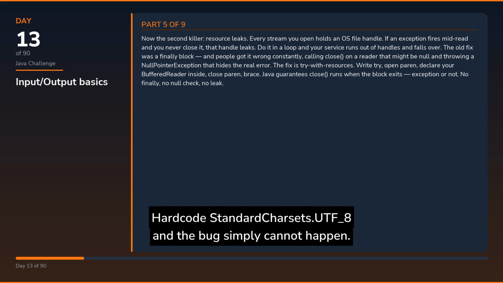Now the second killer: resource leaks. Every stream you open holds an OS file handle. If an exception fires mid-read and you never close it, that handle leaks. Do it in a loop and your service runs out of handles and falls over. The old fix was a finally block, and people got it wrong constantly, calling close on a reader that might be null and throwing a NullPointerException that hides the real error. The fix is try-with-resources. Write try, open paren, declare your BufferedReader inside, close paren, brace. Java guarantees close runs when the block exits, exception or not. No finally, no null check, no leak.